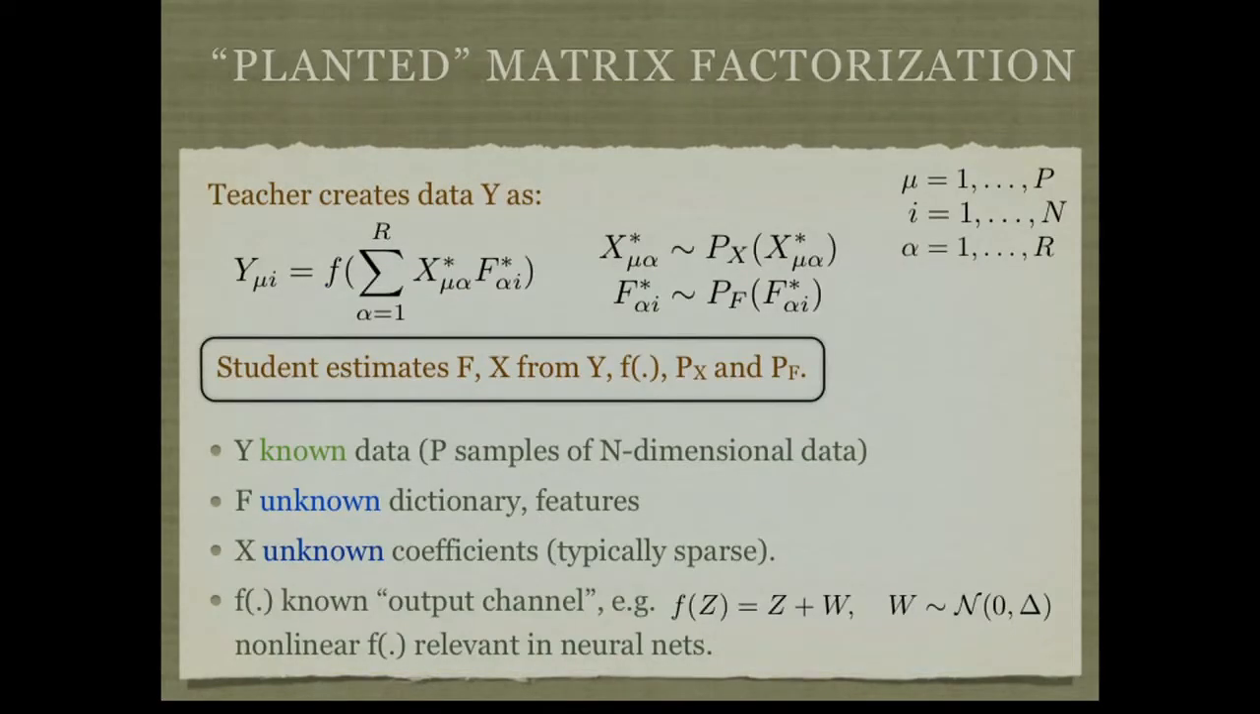So once again, the setting: we have this matrix factorization, and the teacher creates this X star, F star, and generates the data. And then the student knows the data, knows the distributions Px and Pf, but doesn't know the X star and F star and tries to reconstruct it. All right, so how to solve this?